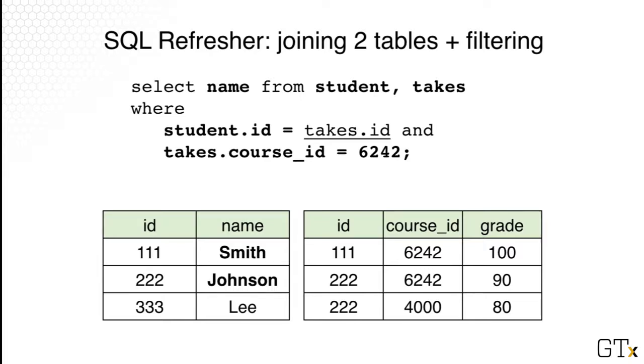And also, because we want to generate a roster only for the course 6242, we want to exclude the course 4000. You will also want to specify another condition, which is the course ID equal 6242. So that means you actually have two conditions here. One is for equality to do the actual joining, and then another condition there is to do the filtering.